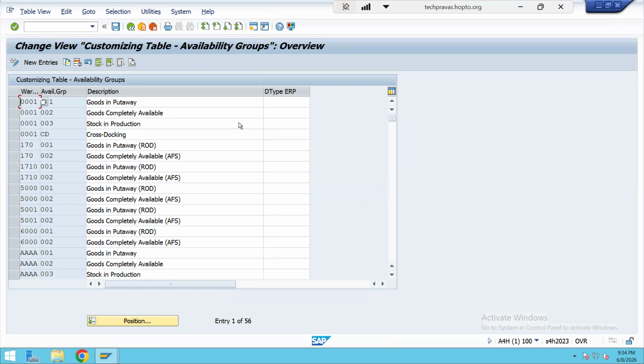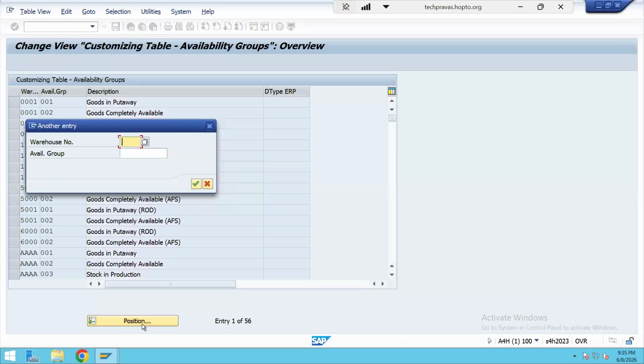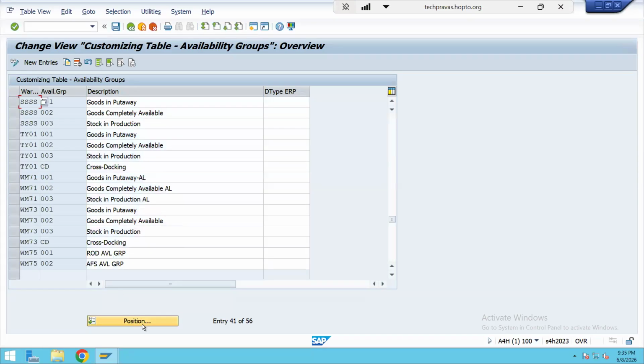Our warehouse is triple S, right? Here, 0001. I think we have copied. Goods put away. This is the standard thing. Availability for put away. This is standard 0001. Don't make any changes.